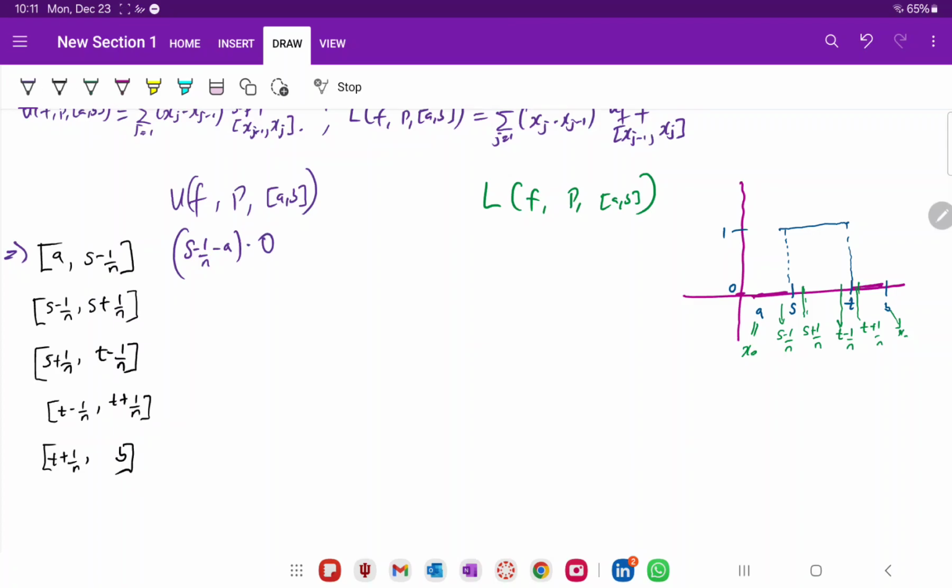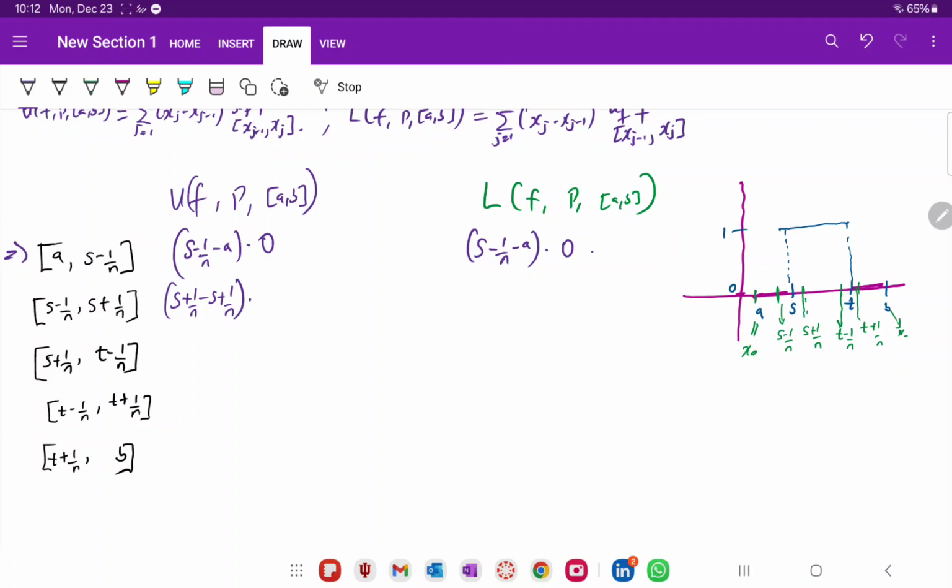And then for the second interval, let's check this also. For the lower Riemann sum, the infimum also will be 0 because our function is entirely 0 at x minus 1 over n, at these two points. So our function is entirely 0. For the next subinterval, the length will be x plus 1 over n minus x plus 1 over n.